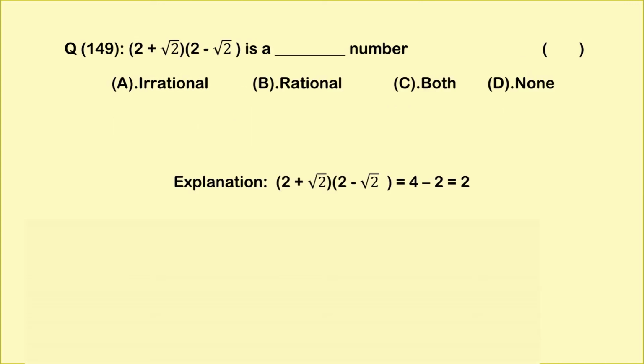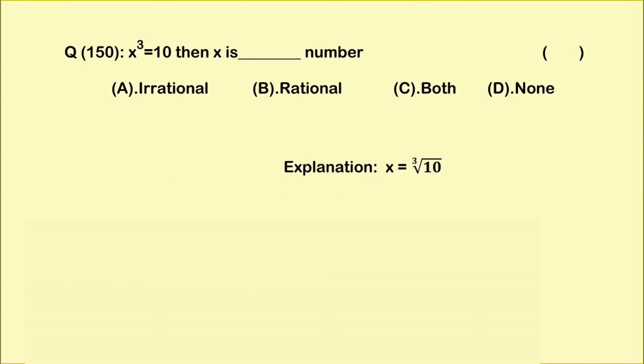Question number 149. 2 plus root 2 into 2 minus root 2 is a dash number. You can see in the explanation, A plus B into A minus B is nothing but A square minus B square. So we will get 2 square minus root 2 square. 2 square is 4, root 2 square is 2, 4 minus 2 is 2. So we will get a rational number. So the right answer is B, rational number.